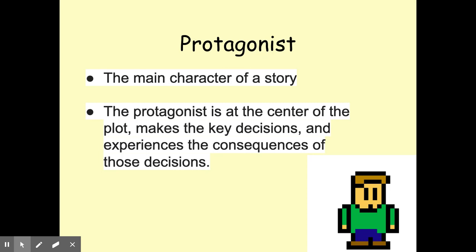Now, if we think in terms of characters in a story, our antagonist is going to be the person who opposes the protagonist. So if we're thinking Harry Potter's the protagonist, he's the main character. The antagonist would then be Voldemort. He's the one who opposes Harry Potter and provides a lot of the conflict in the story.